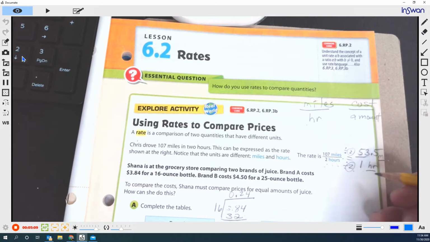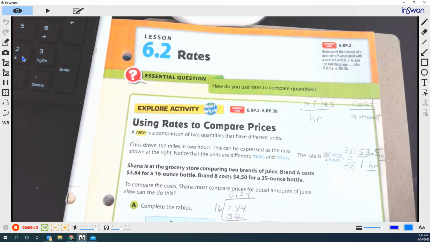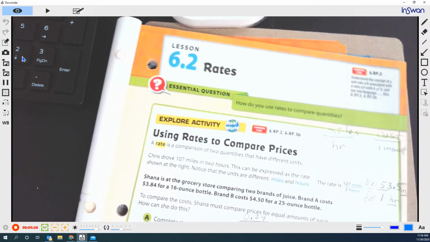So actually, the speed would be 53.5 miles per 1 hour. This is showing how far they go in 1 hour, how far they go in 2 hours. Notice that I labeled the rates. In a lot of these, you need to identify the relationships, and when you set up the ratios, you want to keep those ratios and things the same.